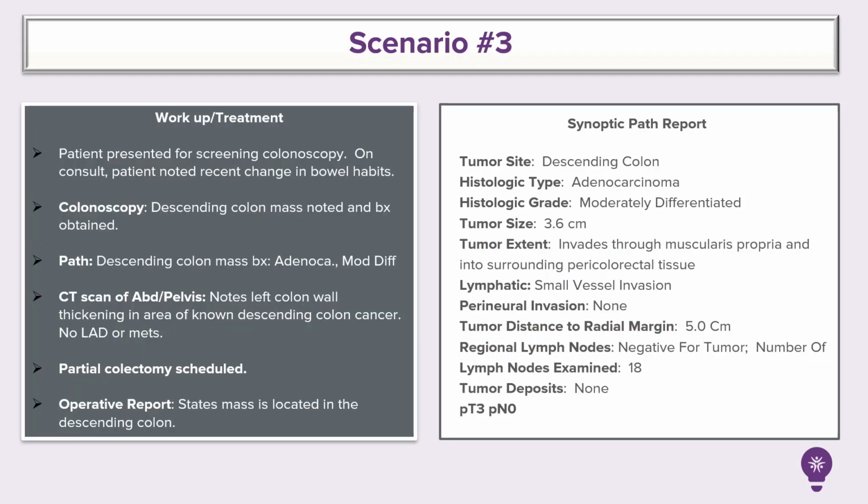Okay, let's take a look at one last scenario. There's a colonoscopy which reveals a descending colon mass with biopsy proving moderately differentiated adenocarcinoma. The CT notes a known ascending colon cancer, no LED or METs. There's a partial colectomy scheduled and carried out. The op report states the mass is located in the descending colon. The path report states there's a 3.6 centimeter moderately differentiated adenocarcinoma in the descending colon, invading through the muscularis propria and into the surrounding pericolorectal tissue with small vessel invasion, no lymph nodes or tumor deposits.